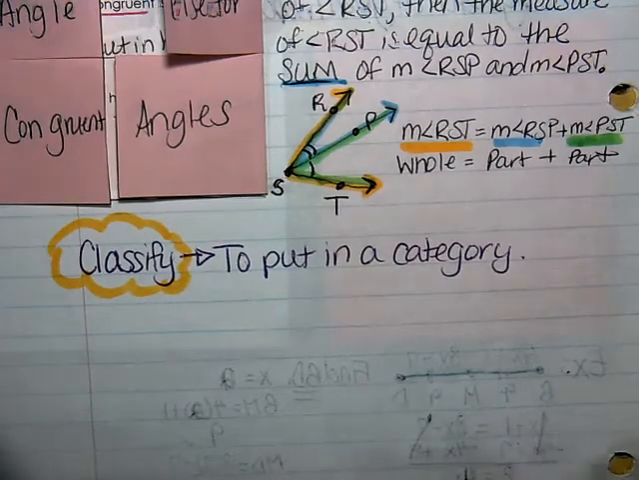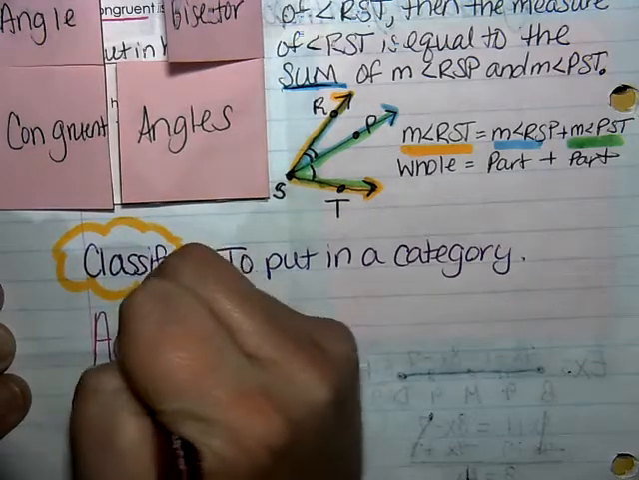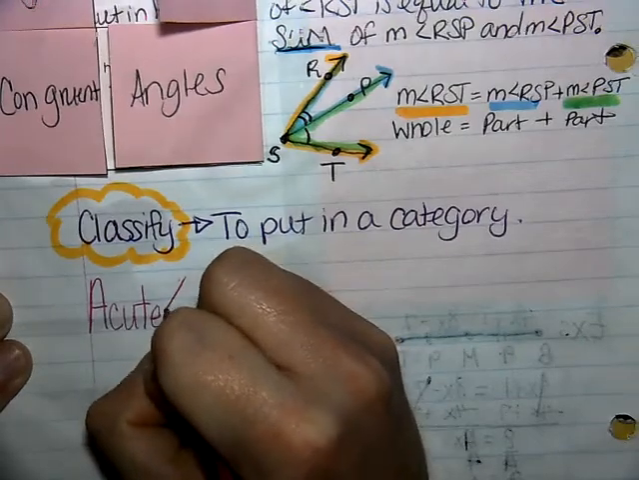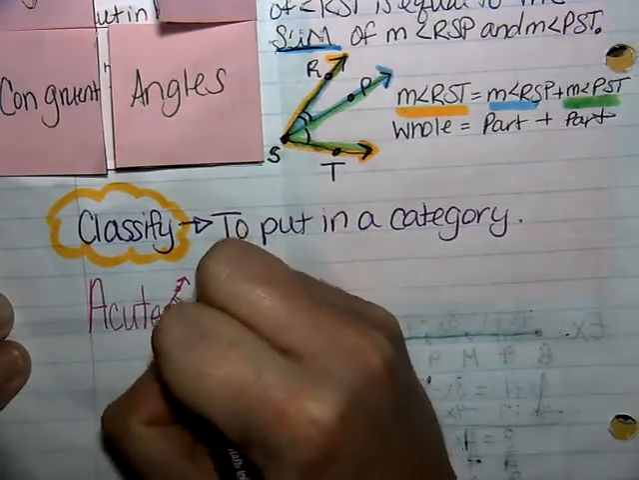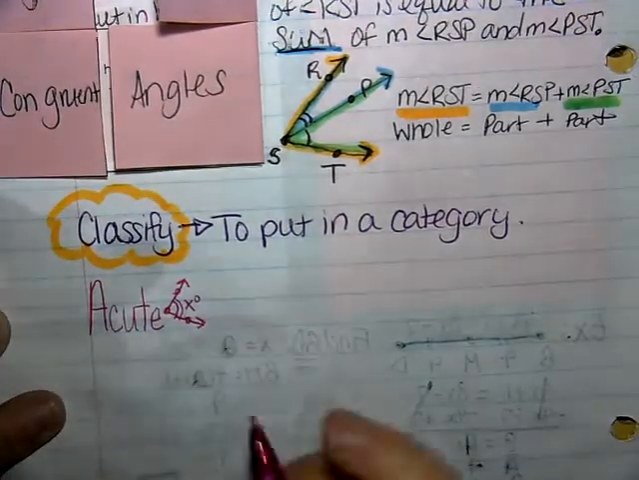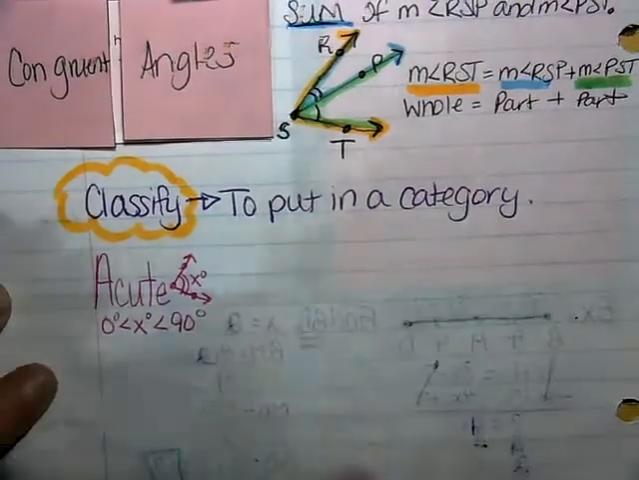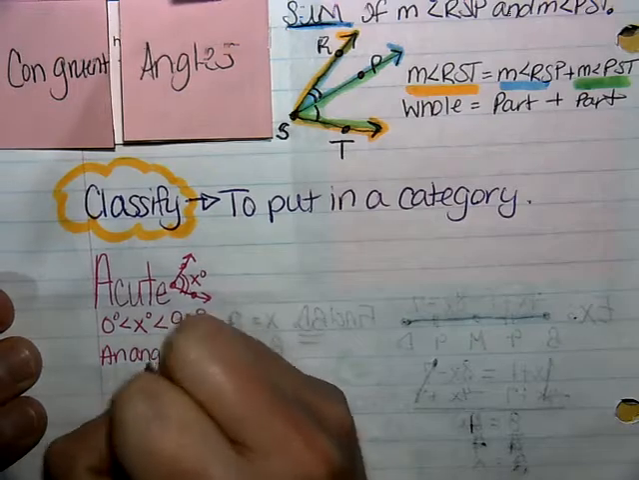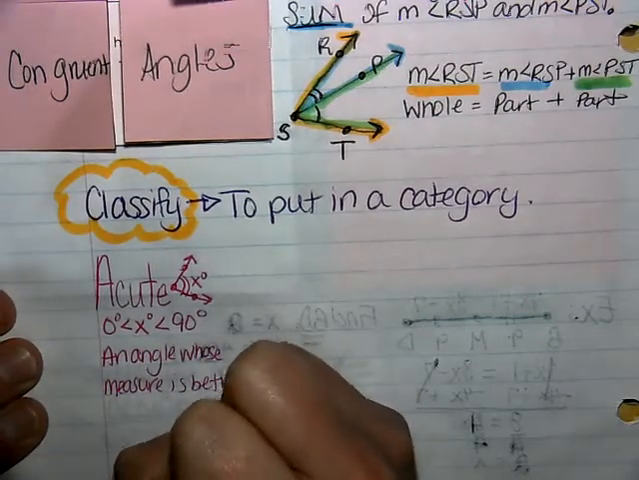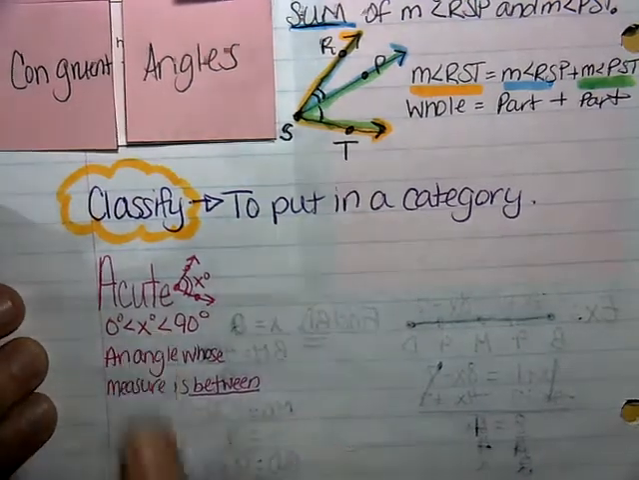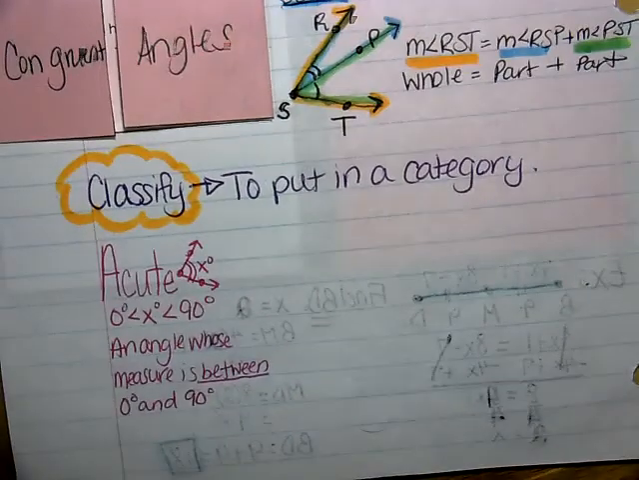So the first type of classification is called acute. So an acute angle, A-C-U-T-E, is an angle whose measure is less than 90 degrees. And we would say, if I drew this angle, that x degrees is in between 0 degrees and 90 degrees. So an acute angle is an angle whose measure is between, meaning in the middle, 0 degrees and 90 degrees. So something like 50 degrees would be considered an acute angle.